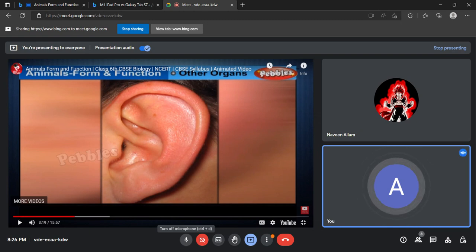See, the ear has many functions. First, it helps in the auditory function. You are hearing everything because you have ears, so that is the sensory function of it. Now there is one more function: it helps in maintaining the balance.